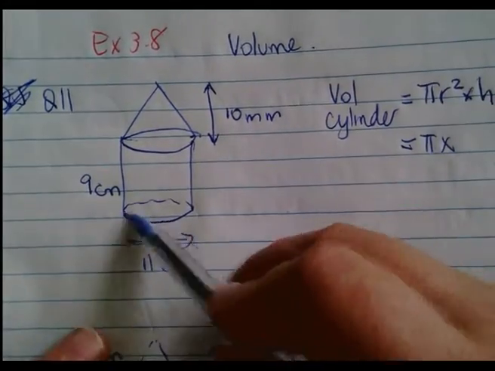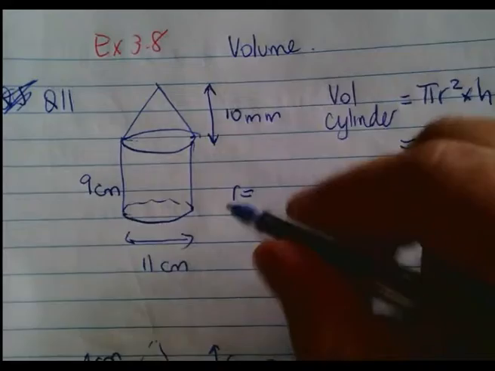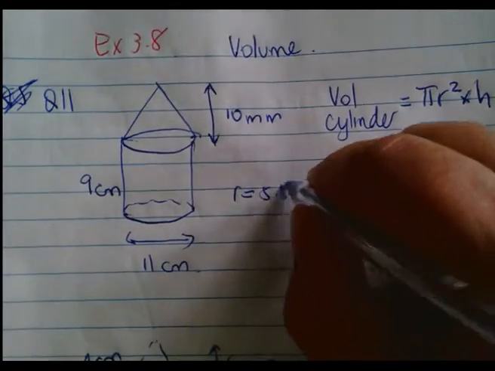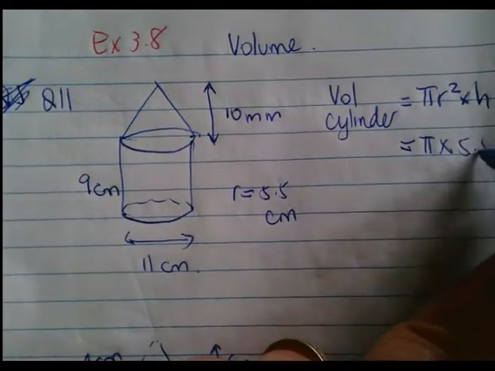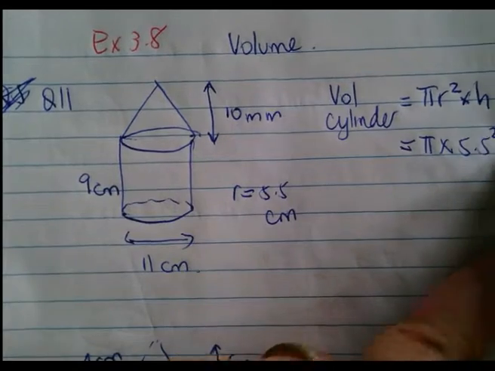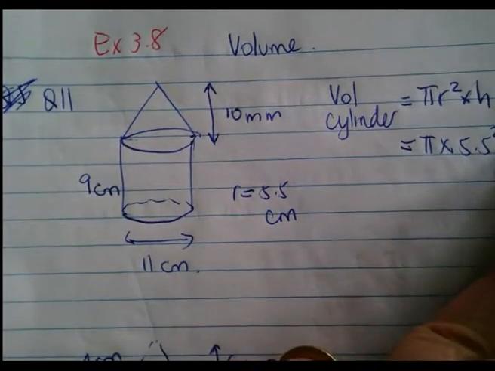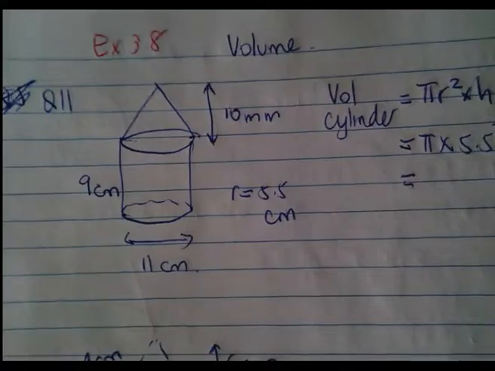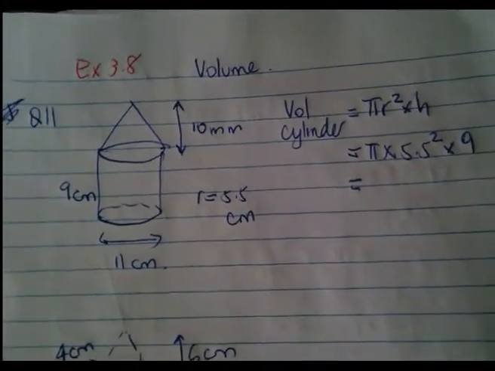Height times, what's the radius? It's a half of 11. 5.5 squared times the height of the cylinder, which is 9. You can work it out, right? You work that out yourself.